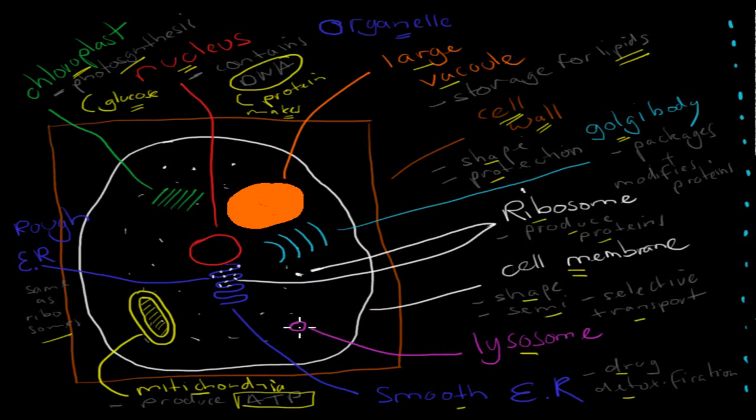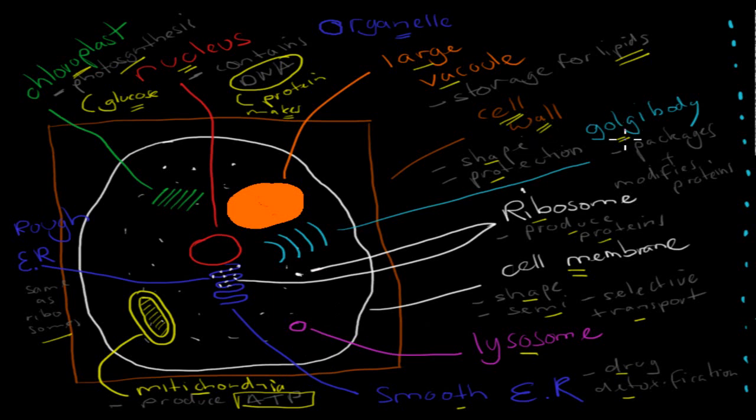Lysosomes are there for recycling. Old organelles, when they die down, have to be disassembled and made into new ones, and lysosomes help you digest and recycle those old organelles.